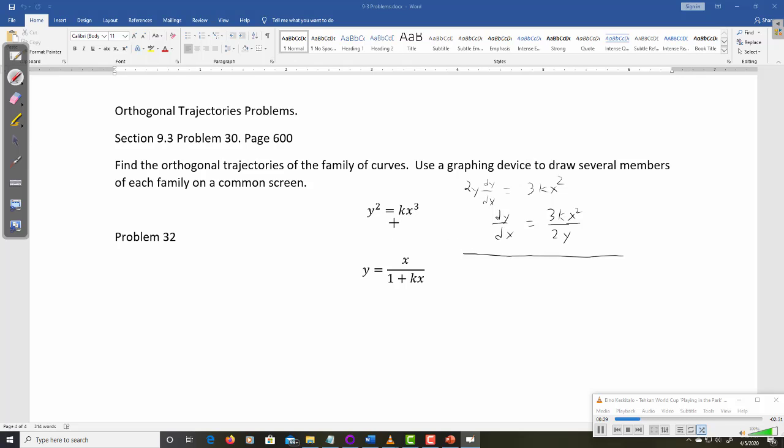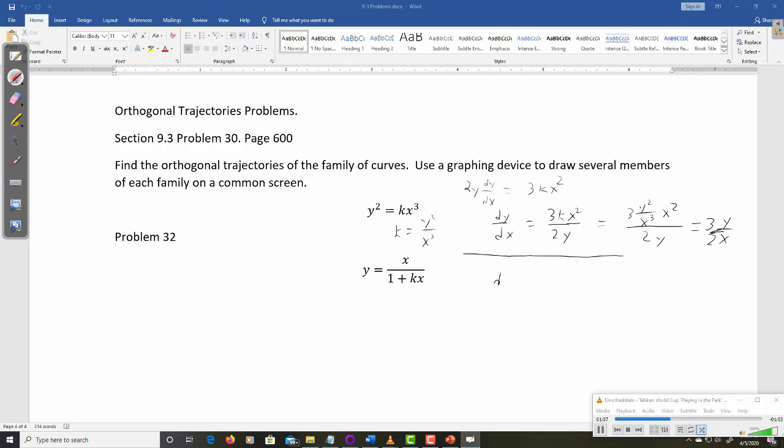And I'm actually going to do something else here because I would like to only have a single constant. So I'm going to say k is y squared over x cubed. So that is 3k times y squared over x cubed times x squared over 2y. So that's going to be 3 y over x. No, over 2x, my bad.